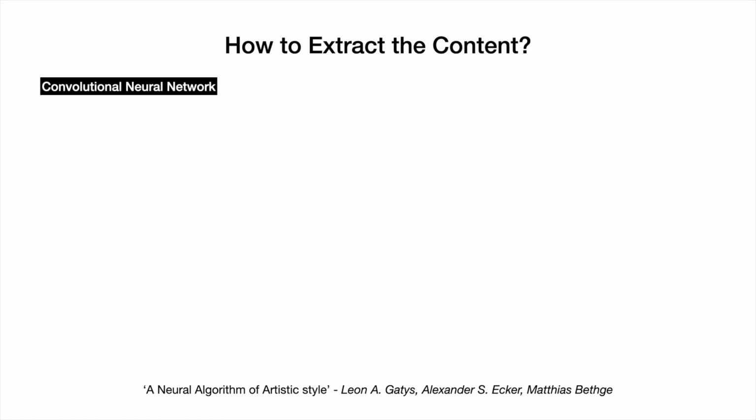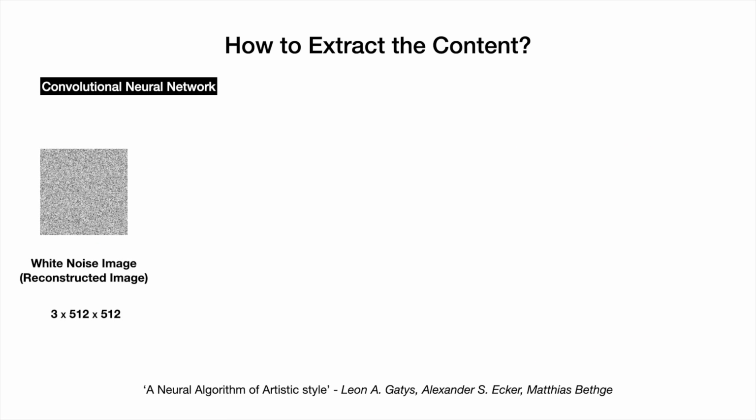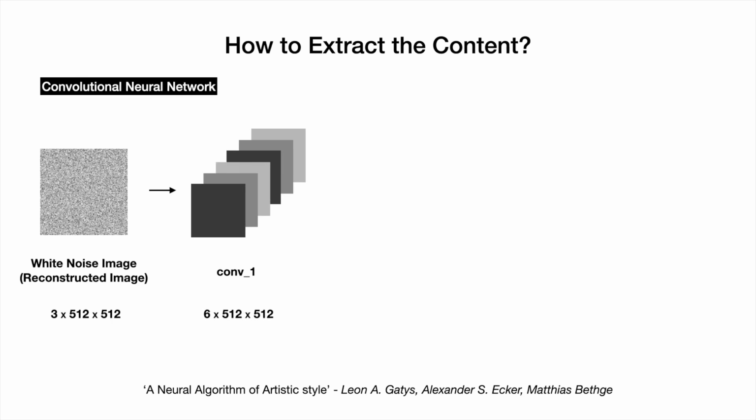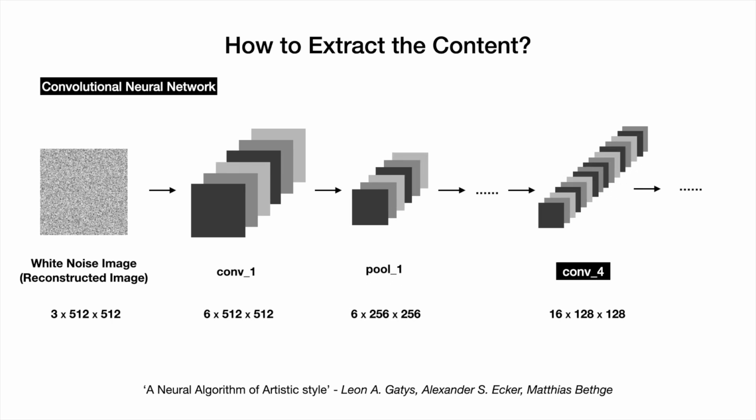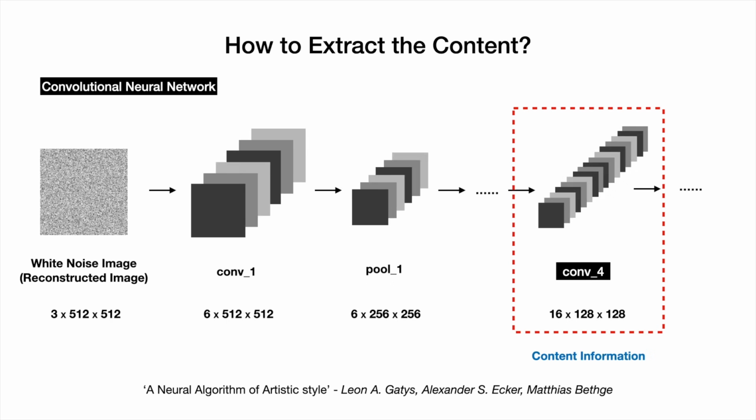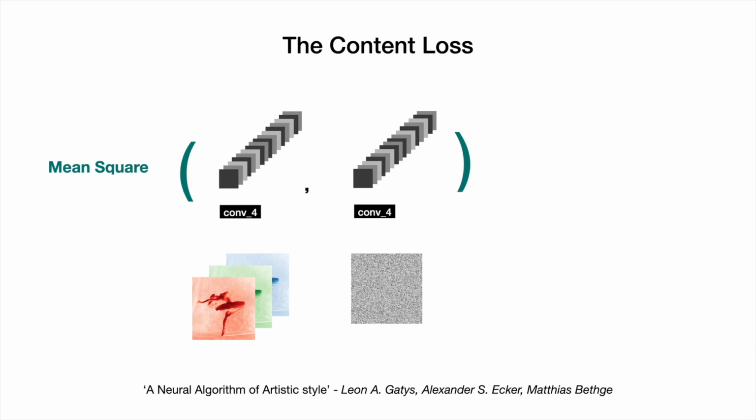To do this, we first initialize the reconstructed image as a white noise image. Then we pass this white noise image to the network to get its content, using the same method we just mentioned. Then we use the mean square loss between the content of the content image and the content of the white noise image as our content loss function. We train the network to minimize this loss function using backpropagation.